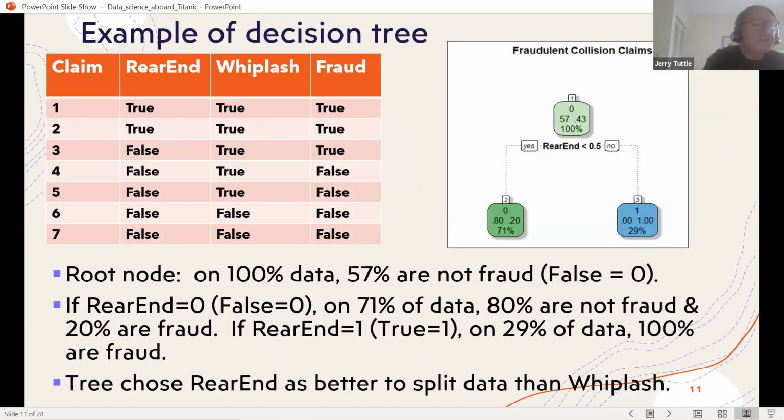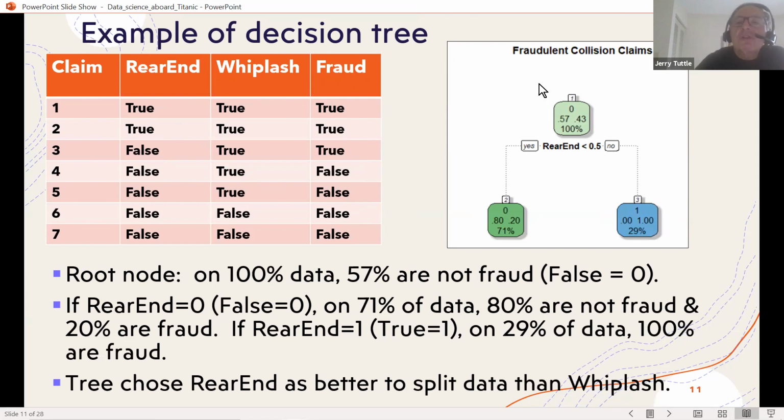Here is a very simple decision tree. We haven't gotten to the Titanic yet. Here's a 7 observation data set. There's only 3 variables, and this is an automobile collision. In collisions, there may or may not be a rear end collision. There may or may not be a driver or passenger experiencing whiplash, and there may or may not have been fraud in this whole collision. And of course, as actuaries and insurance people, we're very interested in fraud and not paying for fraud. So this is a very simplified data set.